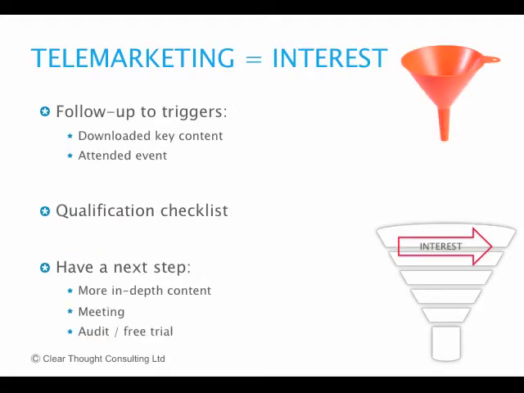At the next stage, generating interest, here are 3 key pointers for you. The first is to follow up triggers. And now what do I mean by a trigger? I mean if someone has downloaded a key piece of content from your website, you should be alerted to that fact, pick up the phone and ask them how they found the piece, talk to them about it. If they've attended an event, pick up the phone, ask them if they enjoyed it, see if they want any follow-up. It's really important that on these follow-up calls that you have a qualification checklist.